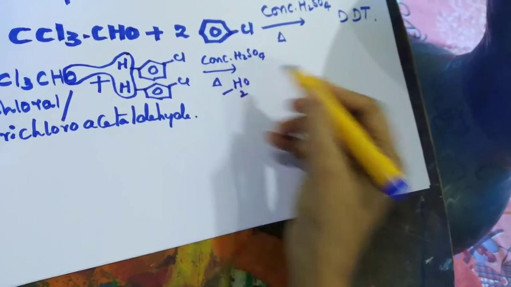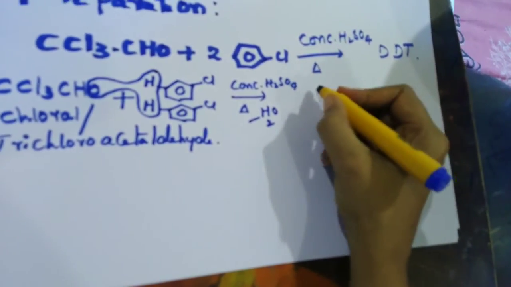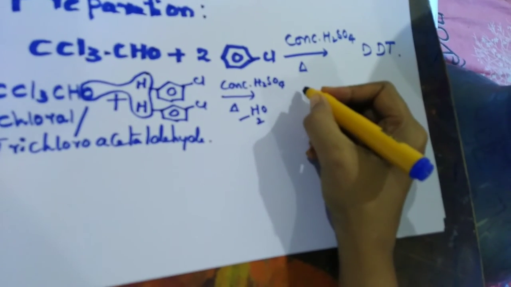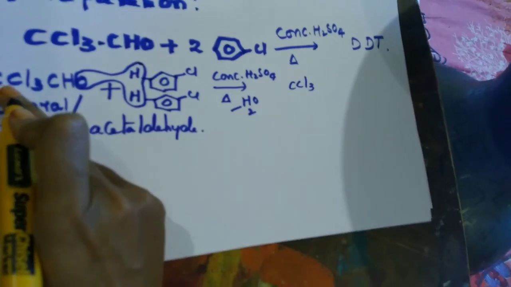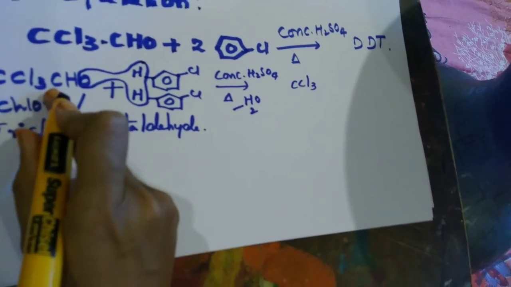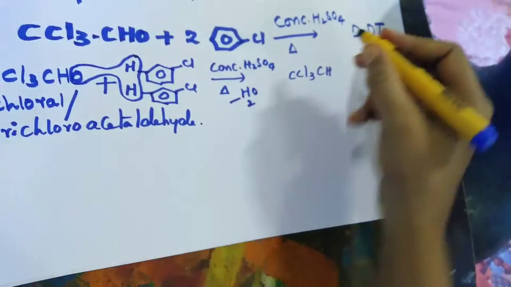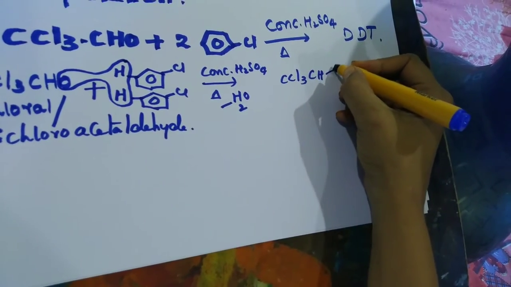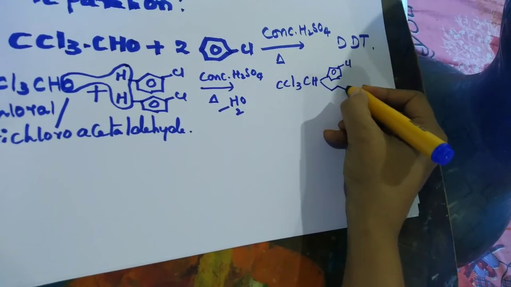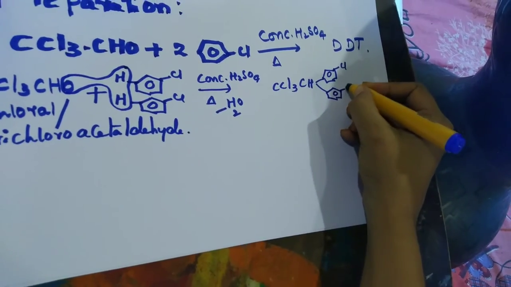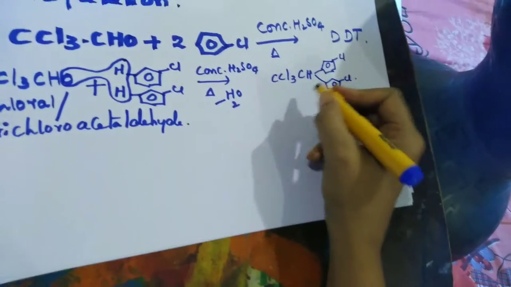So the H2O molecule is removed. It gives DDT, that means the CCl3 remaining part. We can write the remaining part of this compound as CCl3CH, and by the addition of chlorobenzene, this one is DDT.